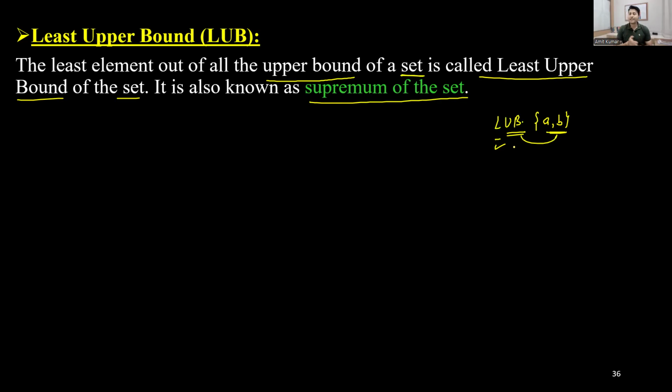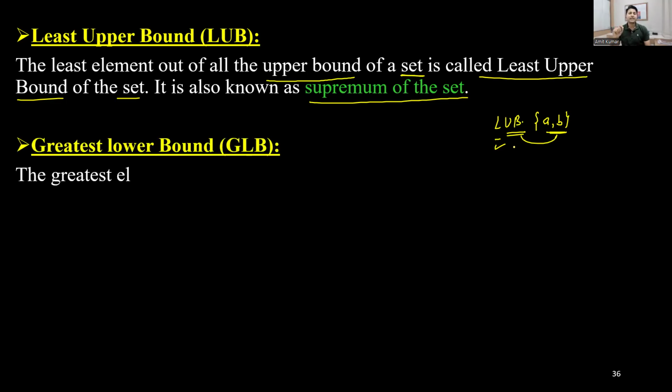All the common upper bounds of A and B, and out of those, the one which is the least one is called the least upper bound or supremum of the set. Set means, in this case, I am talking about A comma B.